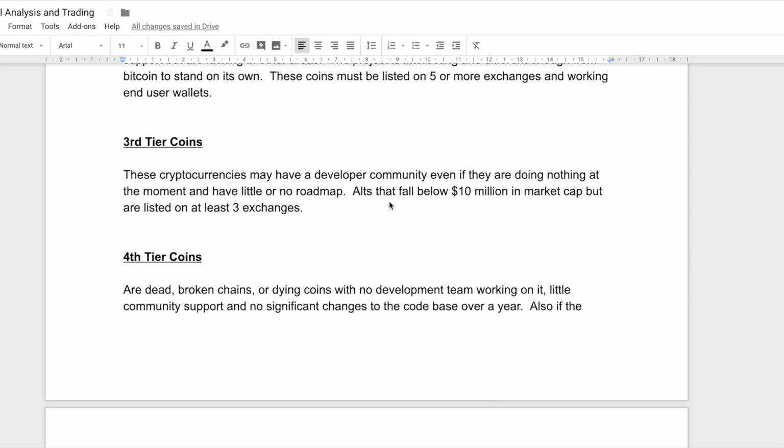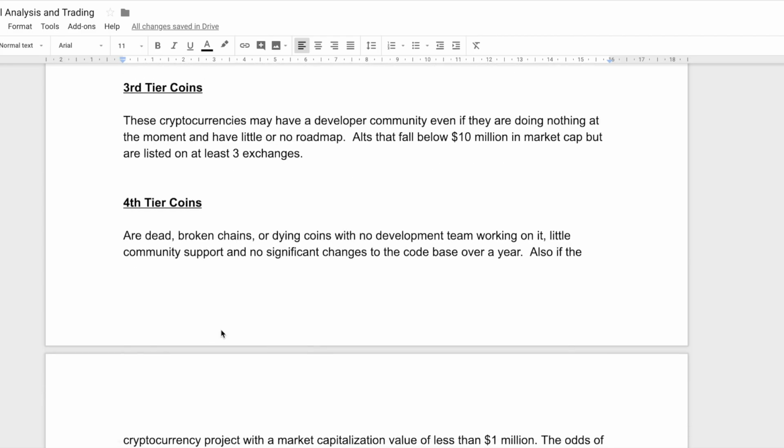Anyways, the alts that fall below 10 million in the market, but are listed on 3 exchanges, can also fall into this category as well. On the fourth tier coins, these are like dead, broken chains or dying coins with no development team working on it. Little community support and no significant changes to the code base over a year or years.